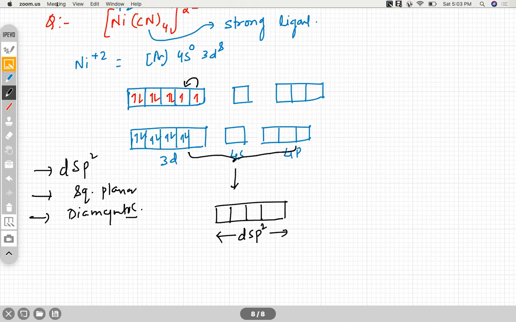No, it does matter. It does matter because the orbital has its own orientation around the nucleus. That's why it does matter. See, actually what happens, square planar geometry is what? With geometry, you can understand. It is not that difficult also. All of you will get it. The square planar geometry is something like this.